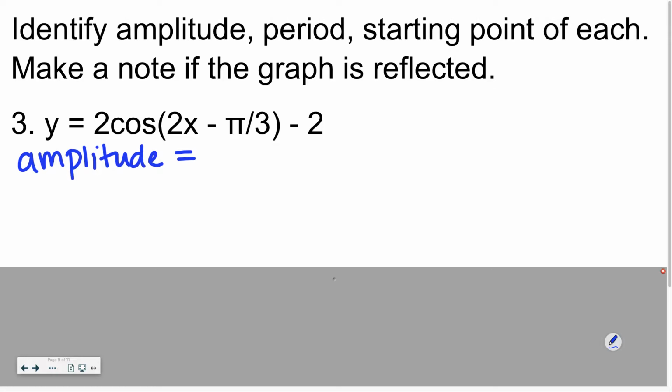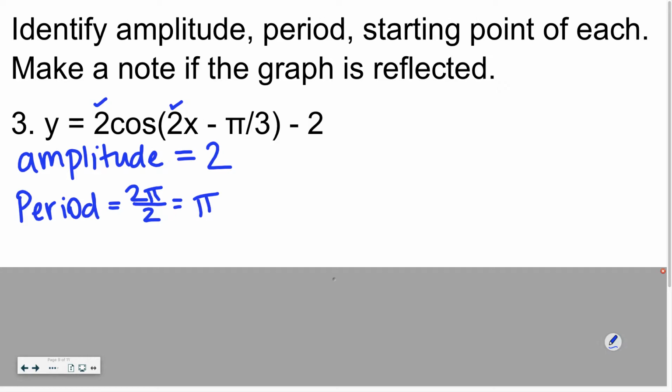Everyone, all together, what is our amplitude? 2. Thank you to the side of you, so I can hear. Our amplitude is 2. Our period is 2 pi divided by b. Our b value is 2. So Monique, our period is pi. Okay, so there's A, there's B.